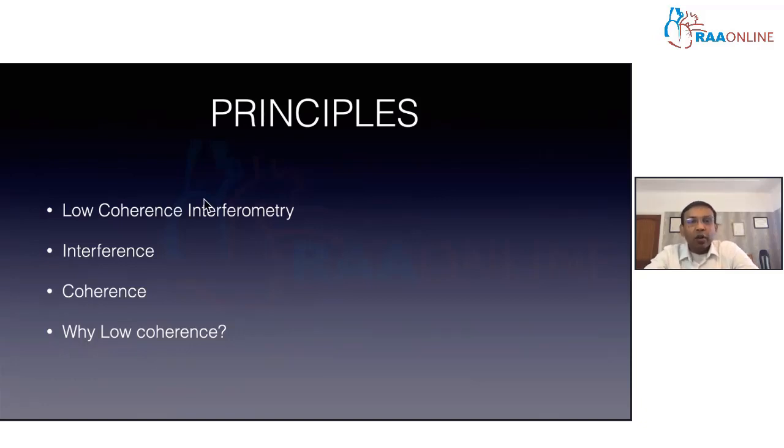In order to understand low coherence interferometry, we need to understand three different segments of this concept. One is interference. What is interference? We need to understand what coherence is. And last but not the least, what is the need for low coherence, and why not full coherence interferometry?